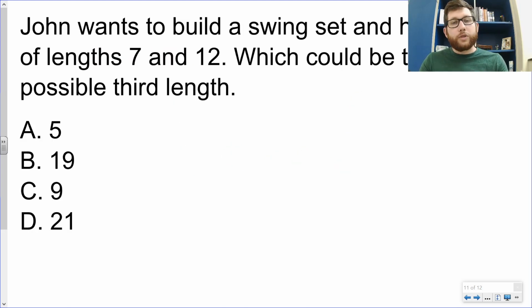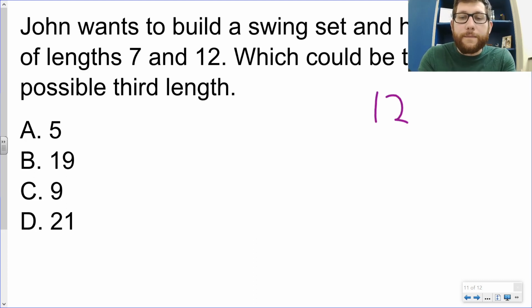Let's look at one multiple choice question dealing with this. This is another way this problem sometimes shows up. All right, so John wants to build a swing set. He has boards of 7, we'll say 7 feet, and 12 feet. What could be the possible length of the third board? It's probably going to be kind of a not very good swing set if he's just grabbing random boards. You usually have to be a little more careful, but we'll let John do his thing.